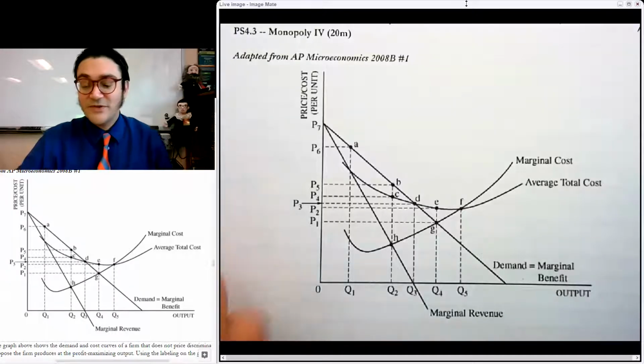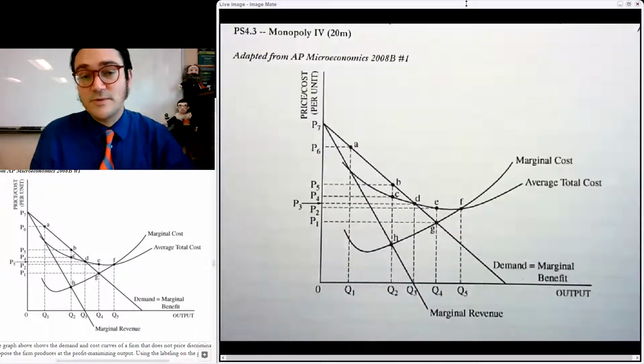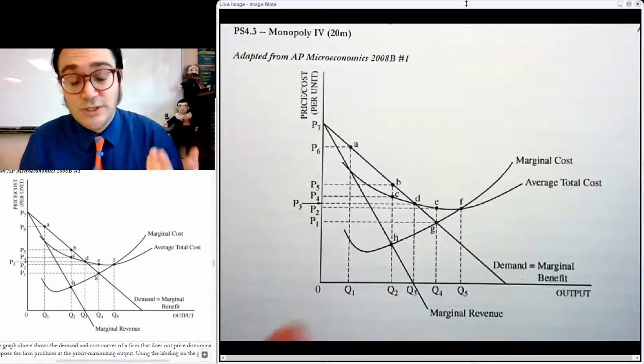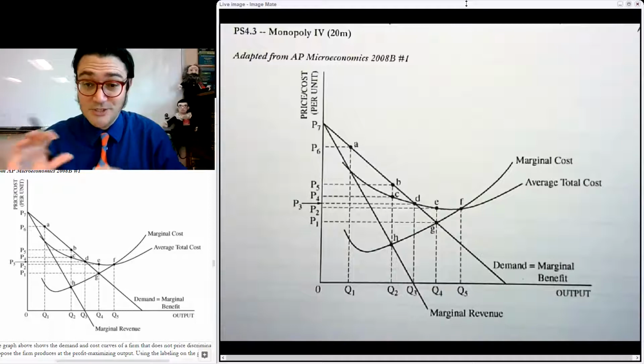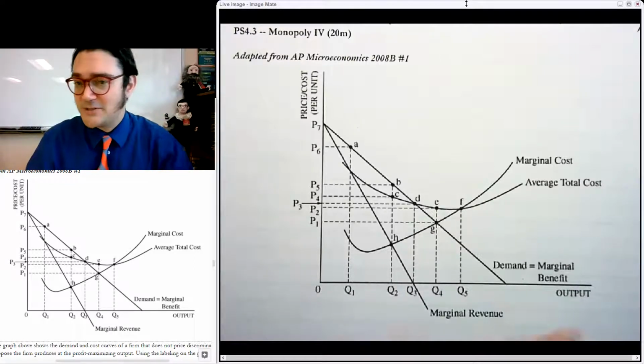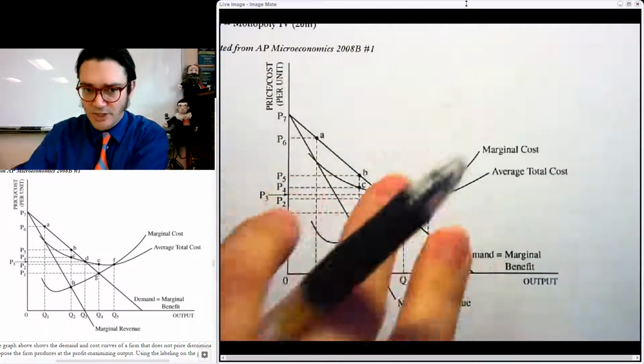Hi there. So in this video, we're going to do the fourth practice problem set about monopoly. And this is actually from an AP economics question, and it's a long AP economics question. So it's supposed to take half an hour. I bet we're probably going to be able to do it a little bit faster though. So this is the picture right here.